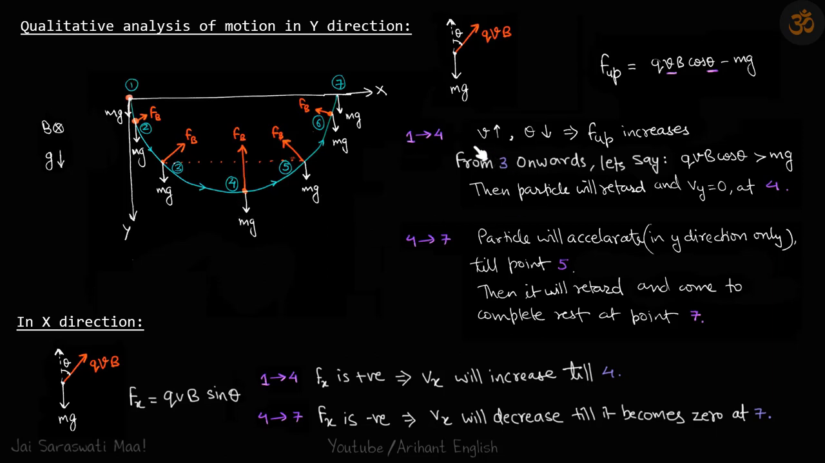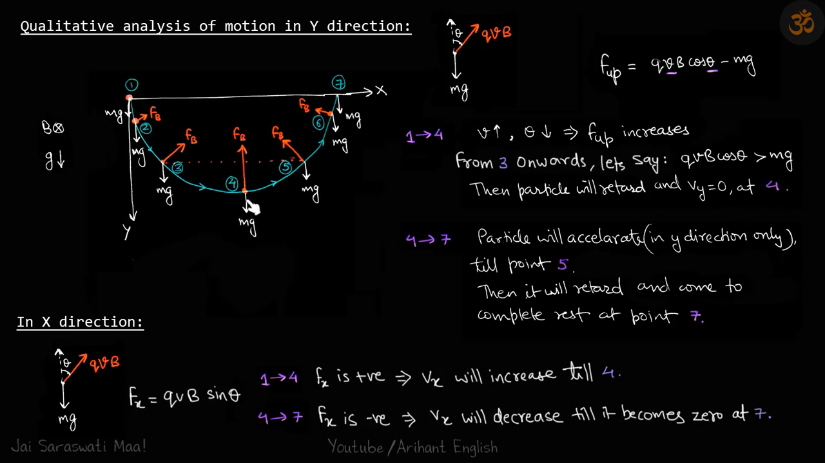Once again, during 1 to 4, velocity keeps increasing and theta keeps decreasing. If velocity is increasing, qvB is increasing, and theta is decreasing, so qvB cos theta is increasing. So from 1 to 4, F upward increases. It increases until at some point it becomes more than mg. Then the particle will retard and v_y will become 0 at 4.